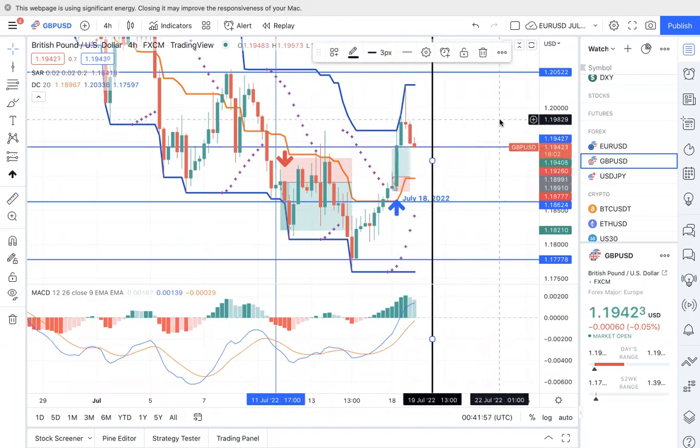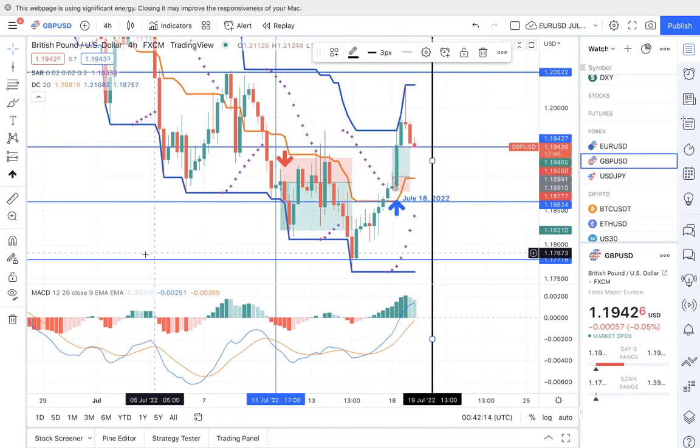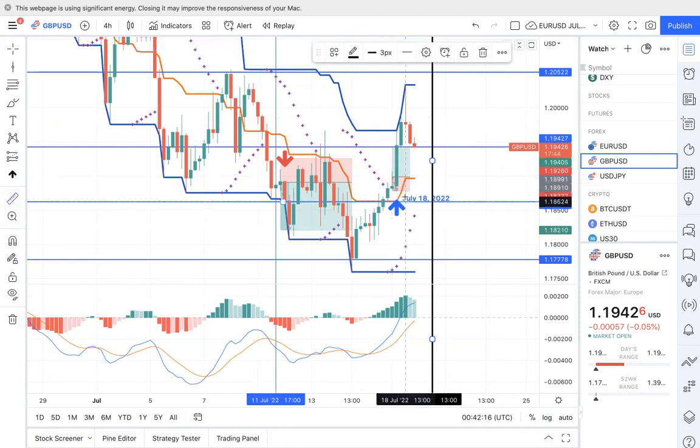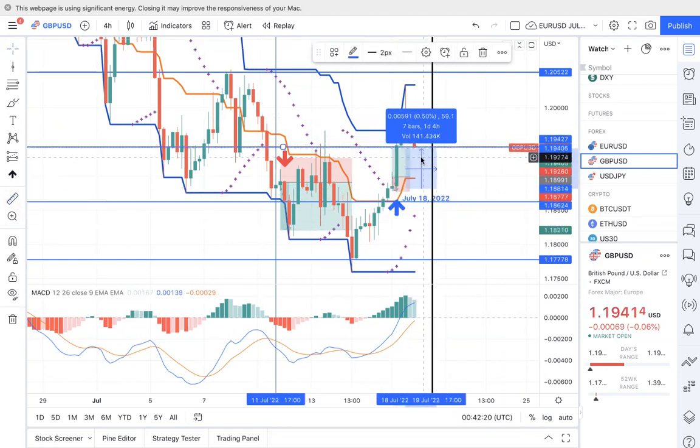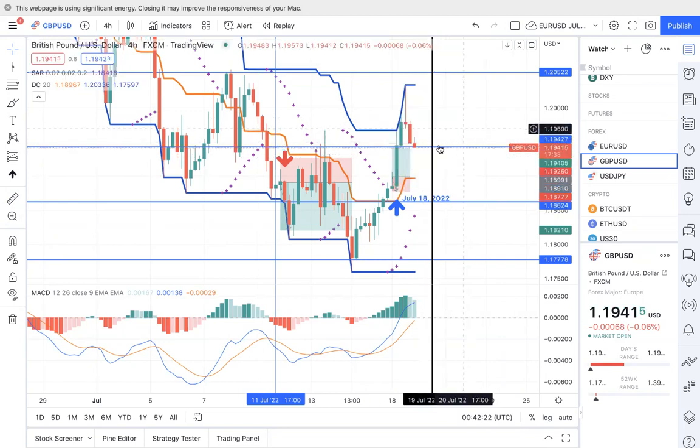You see we have a green candle above the middle line. The SAR is under. The MACD is over. And we have a slanted Donchian channel, right? All of that was telling me to go for a buy, which I did. And that's how I was able to secure about, I think it was like 20 pips, right? Because you don't need a lot of pips.